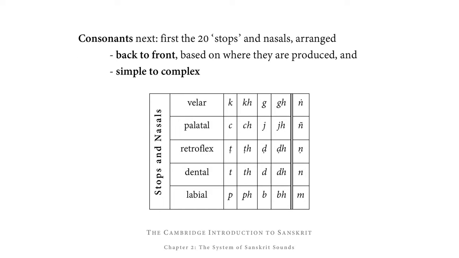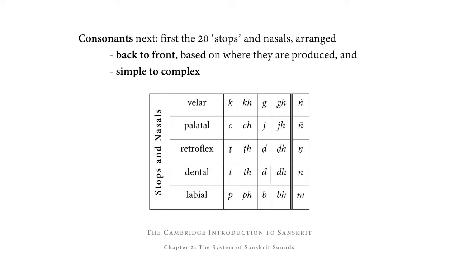After the vowels, we come to the consonants, and among those we first have the 20 stops and nasals. Stops are so called because in order to pronounce them, you stop the air somewhere in your mouth. And the nasals are so called because in order to pronounce them, you actually open the connection between your mouth and your nasal cavity, and so your nose vibrates along with your mouth. Within these stops, we again go from back to front and from simple to complex.